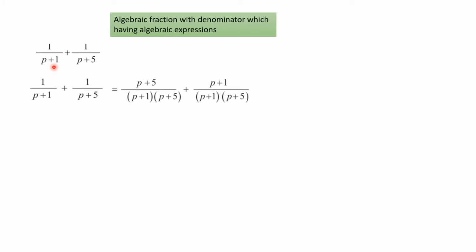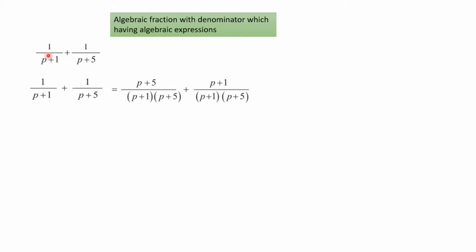Next one, algebraic fractions with denominators having algebraic expressions. In the last part we have done all the fractions with terms; in this case we have expressions. So how do you work with the expressions? Here you have to find the common denominator, that means the LCM of these.